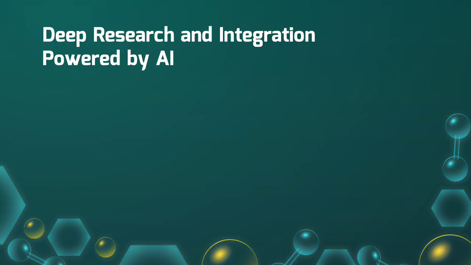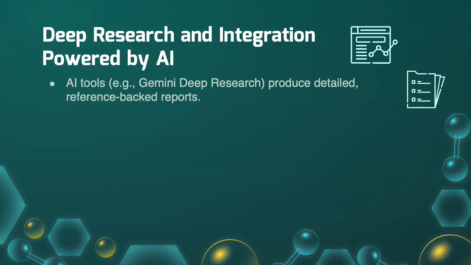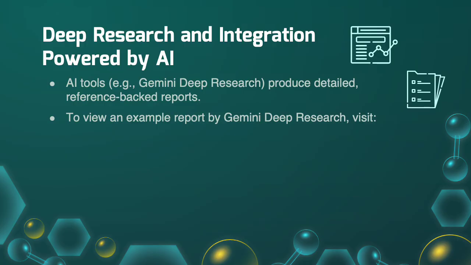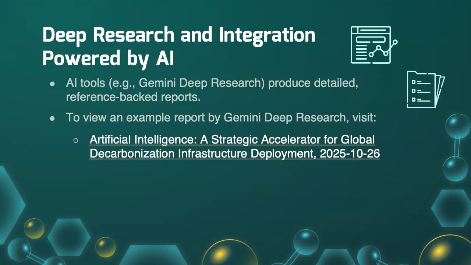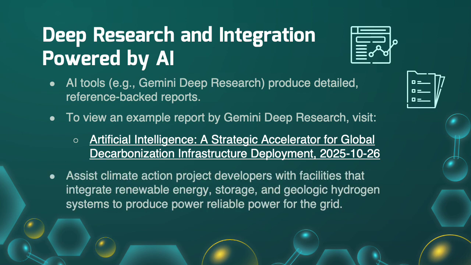AI can help an organization do a deep dive into a selected topic and/or help facilitate the integration of selected technologies. For example, Google's Gemini Deep Research can produce detailed, reference-linked reports. Shown here is a link to an example report by Gemini Deep Research, "Artificial Intelligence, a strategic accelerator for global decarbonization infrastructure deployment." In addition, Gemini can assist in integrating technologies for climate action projects, such as facilities that combine renewable energy and energy storage with geologic hydrogen to produce reliable power for the electricity grid.